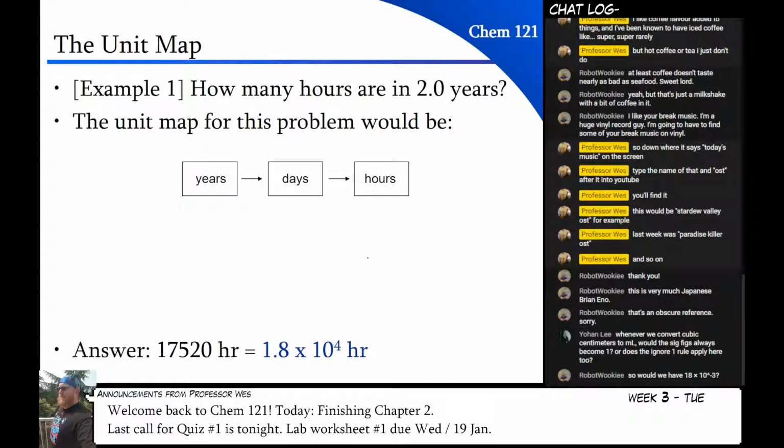So would we have 18 times 10 to the negative 3? Not negative 3. Positive 3. Down here I wrote 1.8 times 10 to the 4. You could do this with the dot over there. Those are the same number. Generally speaking, scientific notation has only one number before the decimal place. But engineering notation does write in powers of 3, so this is acceptable.